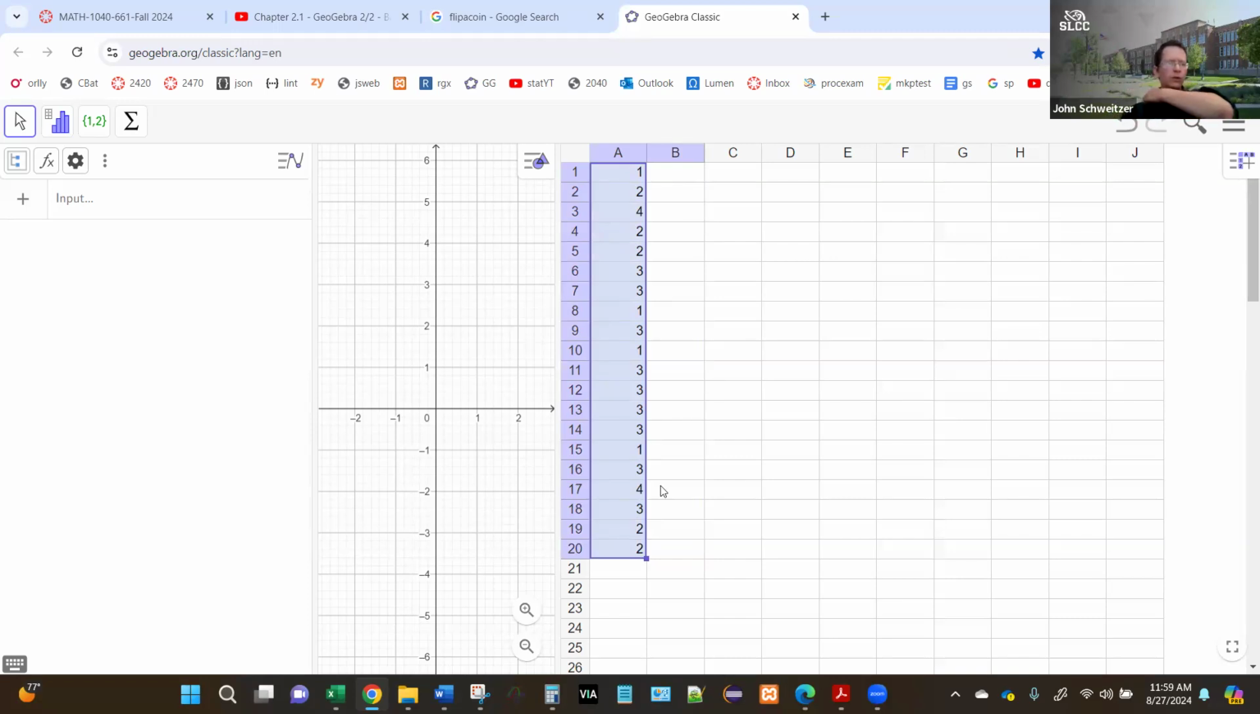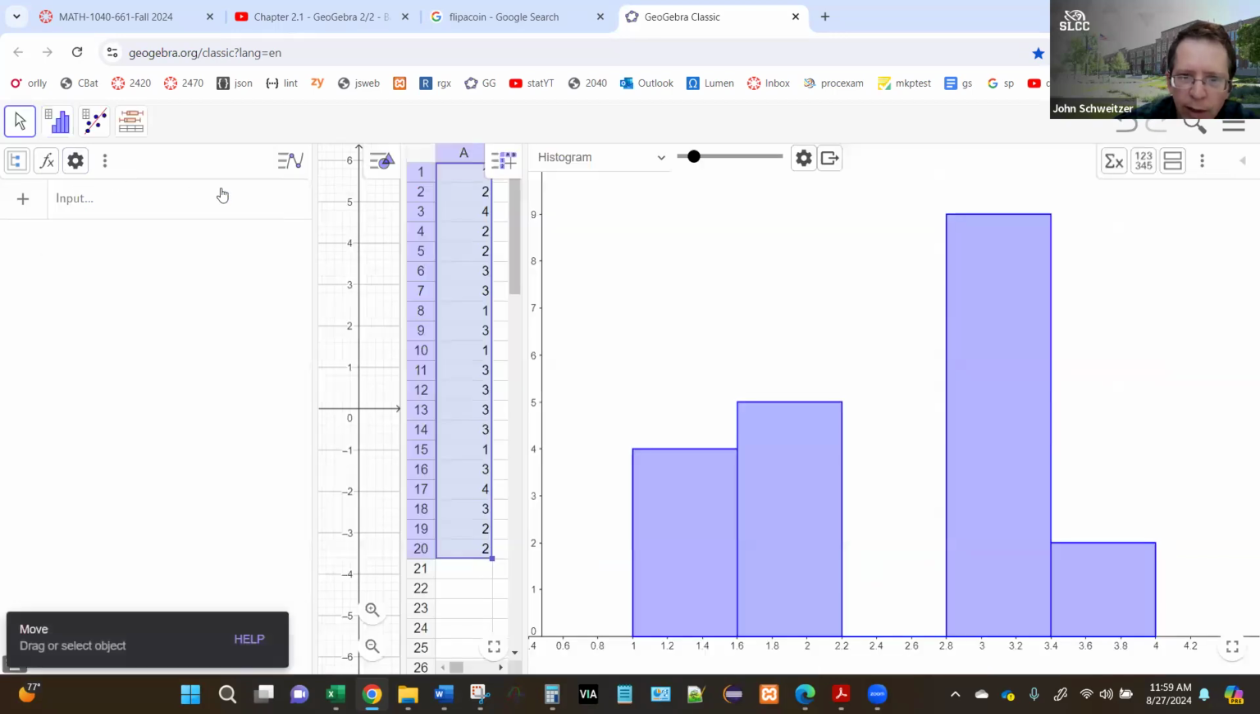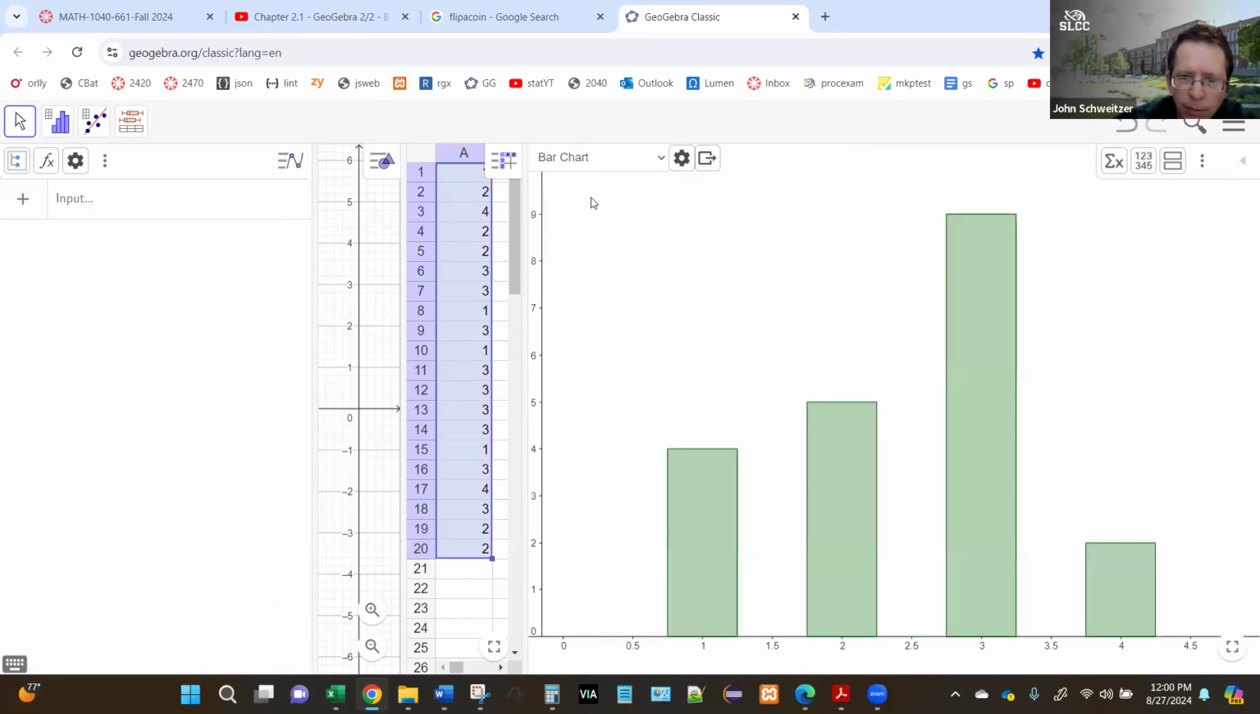Then we're going to go over to the bar chart looking diagram button, and we're going to go down to one variable analysis, right? Because a drink only has one size. You can't have a drink that has two sizes. Then we go to the drop down. Okay, histogram is not right. This is not a histogram. This is a bar chart.